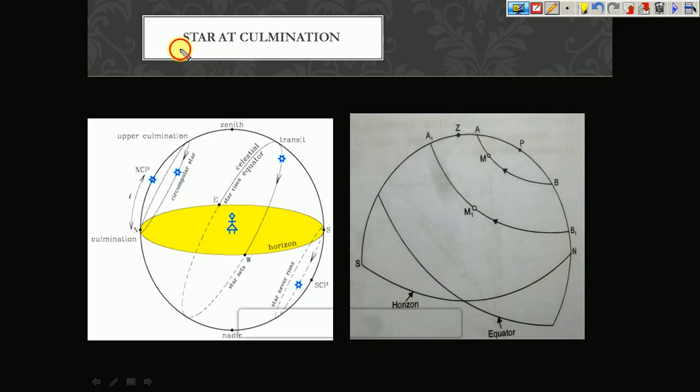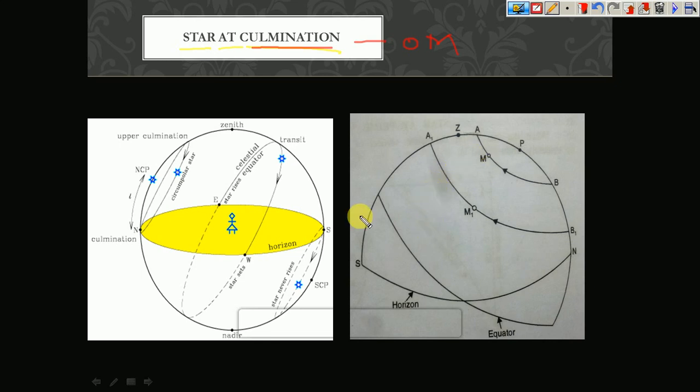So the next concept is star at culmination. See, this is a very important concept. Listen clearly. So the star is said to be culminating when it crosses the observer's meridian. Before that, see here, this is the yellow thing. What you can see here is horizon and this is equator. The same thing is shown here. This is the horizon, the equator is passing here, and the equator is written over here. The star is said to be culminating when it crosses the observer's meridian.